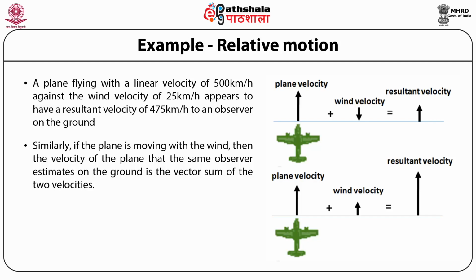So the resultant vector, the velocity vector, has a larger amplitude, which is larger than the two individual amplitudes.